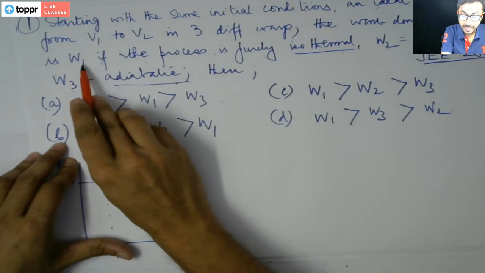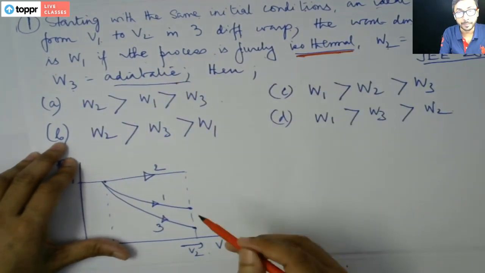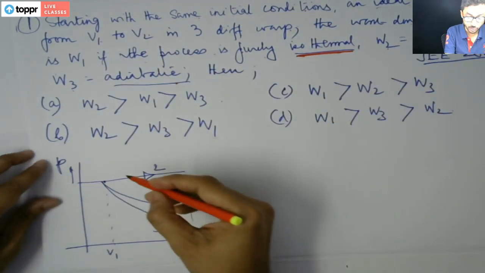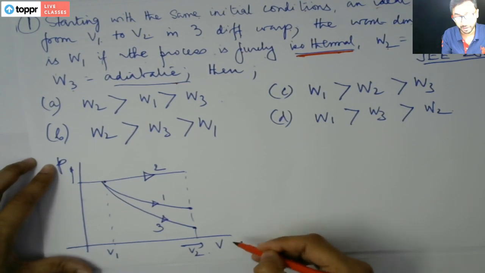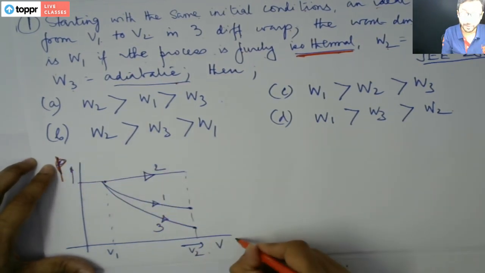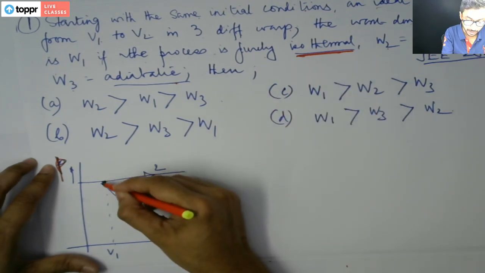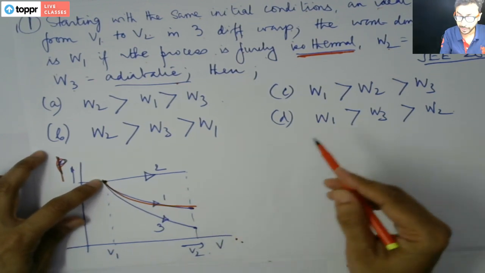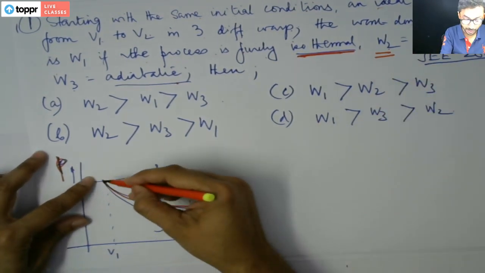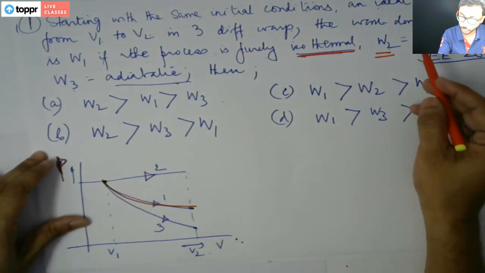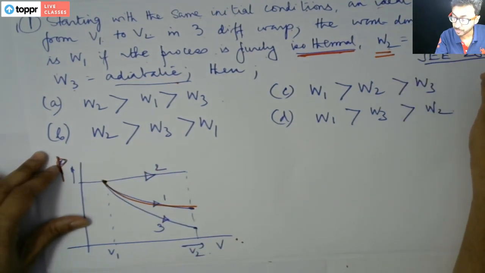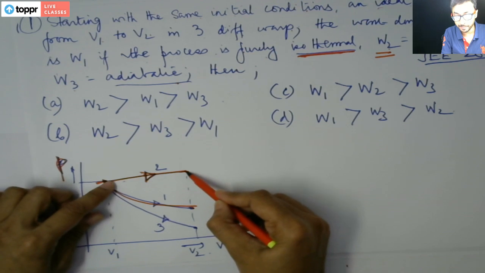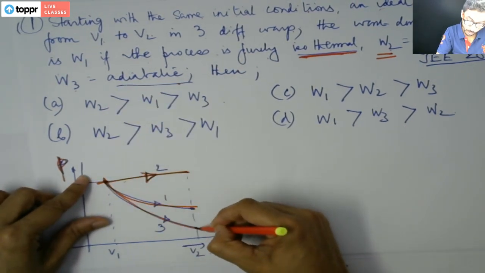Understand. W1 if the process is purely isothermal. Now first, V1, V2, and pressure P1, P2. We have to first plot the PV graph. For the PV graph, isothermal, as I was discussing, the change will be somewhat like this. W2, it is isobaric. Isobaric means when the pressure is constant, so definitely this will be the graph of isobaric. And adiabatic, the slope will be steeper.